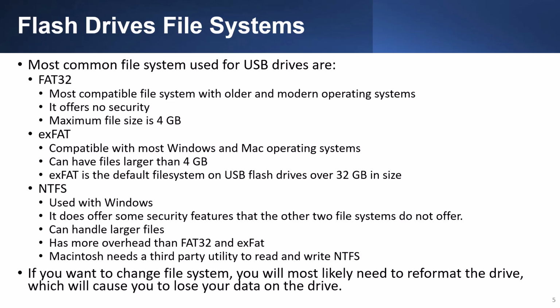The most common file systems used for USB drives are FAT32, exFAT, and NTFS. FAT32 is the most compatible file system with older and modern operating systems, but it offers no security. The maximum file size is 4 gigabytes. exFAT is compatible with most Windows and Mac operating systems and can have files larger than 4 gigabytes. It's the default file system on USB drives over 32 gigabytes in size.